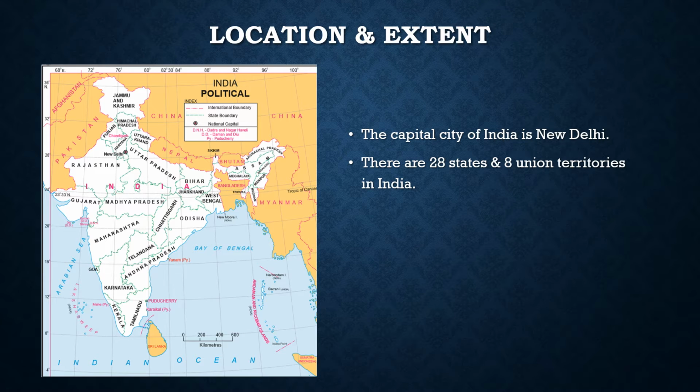This is the political map of India. The capital city of India is New Delhi. So let's see in the map. See here, New Delhi. Okay, so there are 28 states and 8 union territories in India.